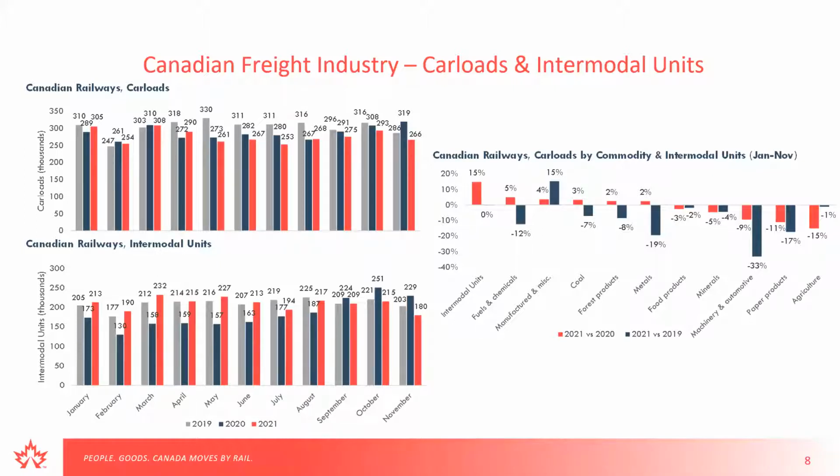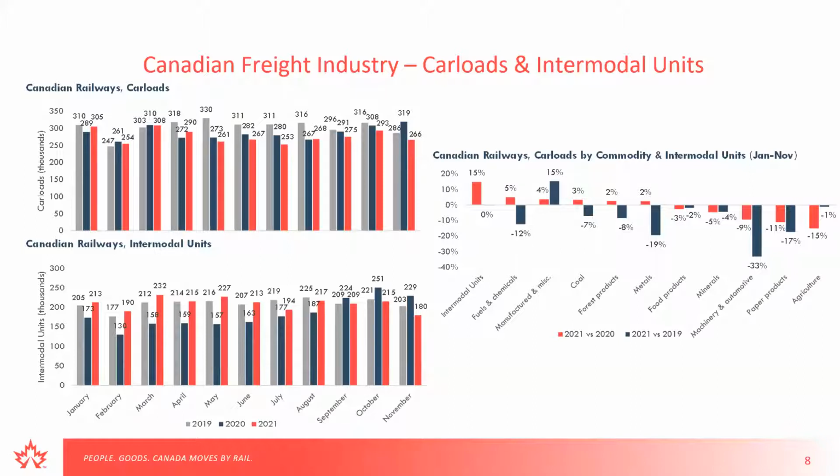And then looking on the right side, we show the year-to-date by category. So StatsCan has over 60 categories of commodities, and we lump them into 10 plus intermodal. So you'll see 11 different ones on the right there. And then compared to 2020, we see about half of them are up between 2 to 5%, but then a handful of them are down. It's quite a variation across.